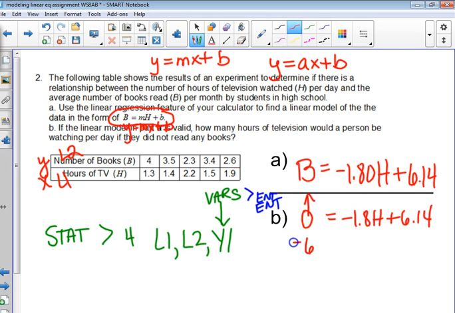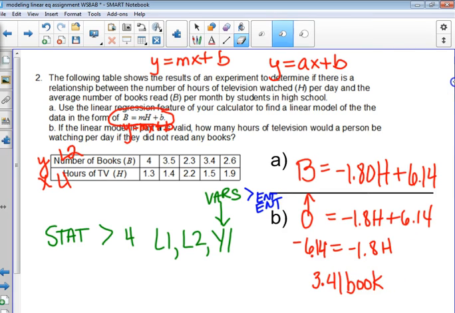If I subtract, okay, I can't write. I can subtract maybe. I'm thinking 3 point something. Anybody? No? 2 point something? What are we getting? 6.14 divided by 1.8. Both are negative, but that's 3.4. We found H, didn't we? This was the number of hours if they read no books.